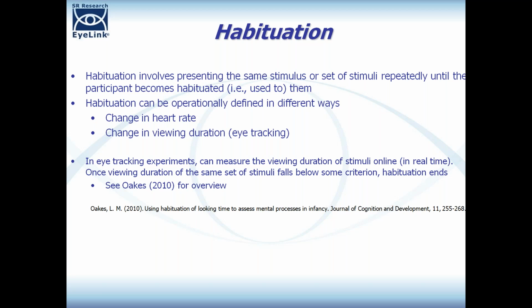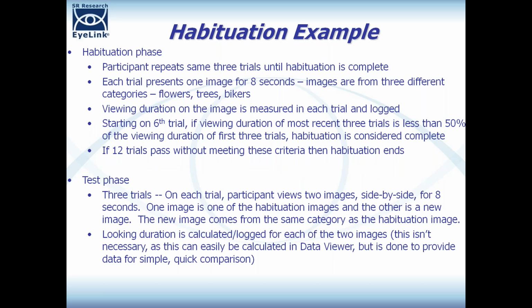So you can basically calculate and log the viewing duration of the stimuli in real time online, and then use that as a measure of when habituation can be said to occur, and then only proceed past some habituation phase when that occurs. And so we're going to talk about how to do that today in Experiment Builder, in the context of this example that's called habituation.